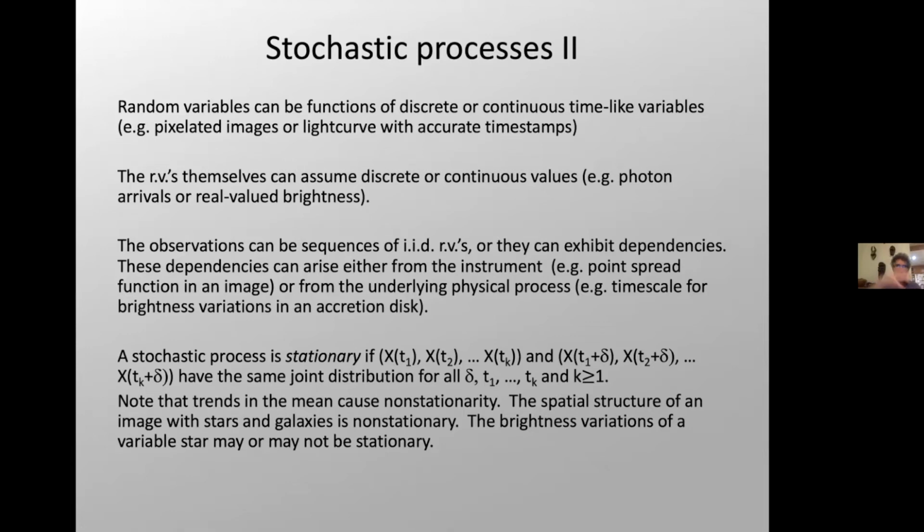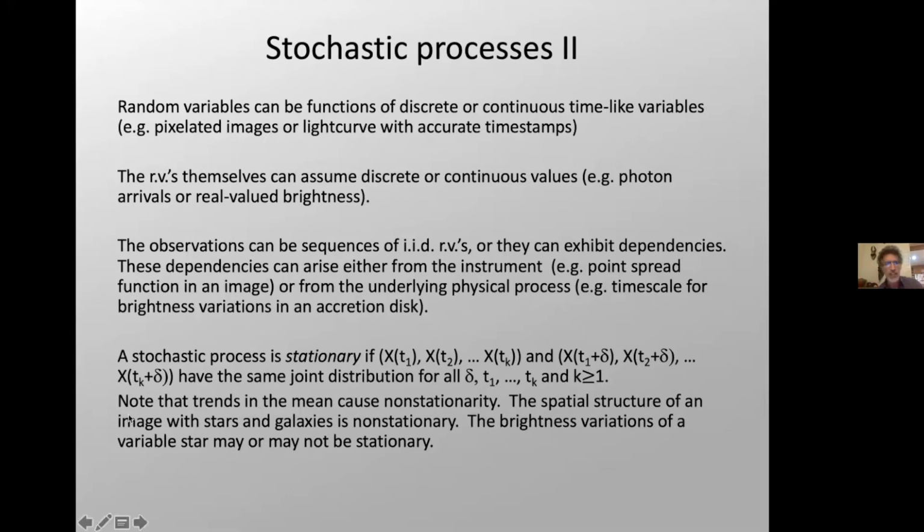Non-stationary means that there are trends, let's say linear trends, or things get brighter as a function of time in an organized way, and that's a non-stationary phenomenon. Okay, so the spatial structure of an image that has stars and galaxies is non-stationary, because over there's nothing but dark sky, but here there's a galaxy, so it's not stationary.